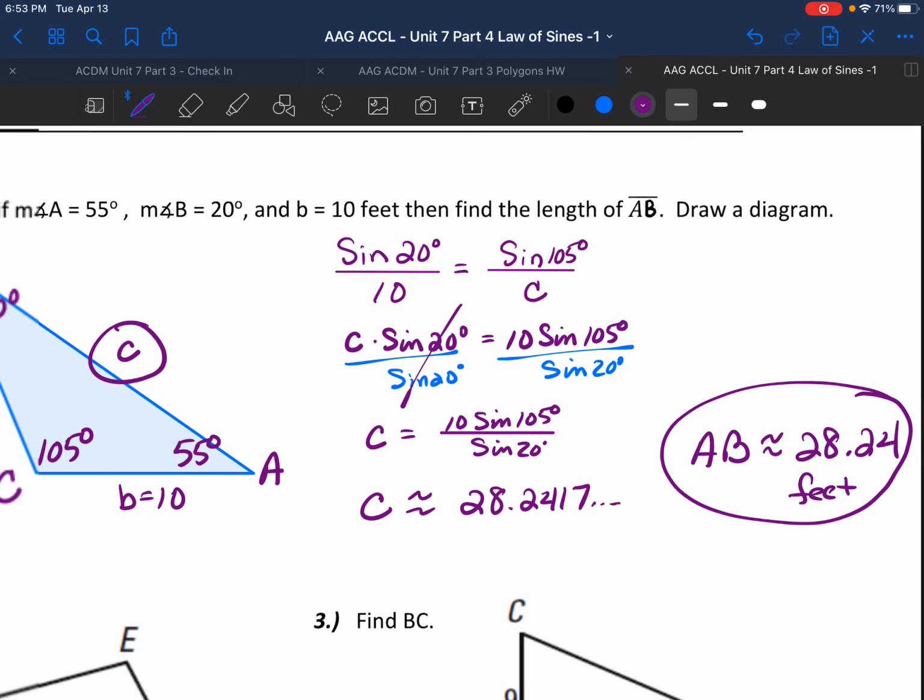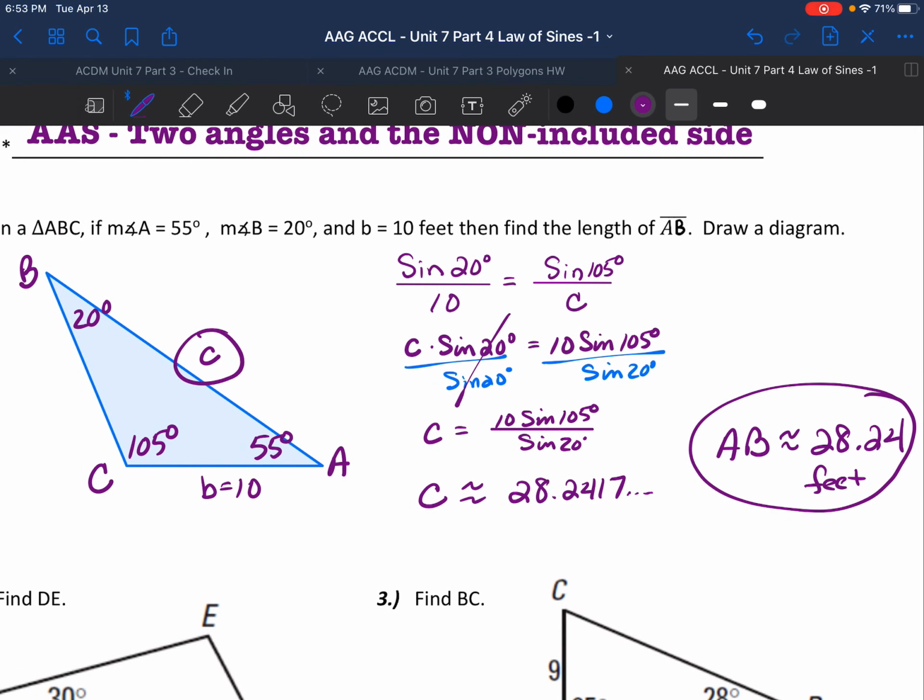But before I finish up here, I want to ask myself, is this a reasonable answer? Let's not forget, 20 degrees was straight across from 10 feet. So it's a smaller angle, gave us 10 feet. Now a much larger angle is giving us 28.24 feet, which is considerably larger than 10, so I'm happy.